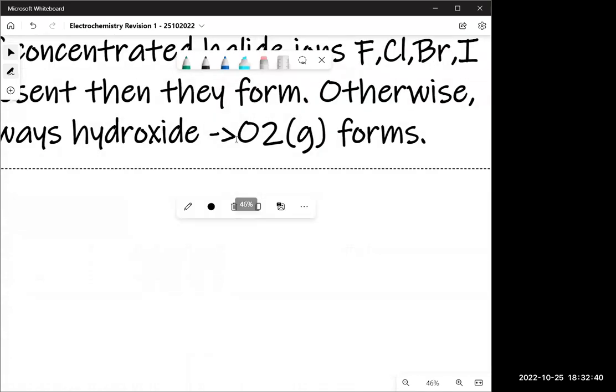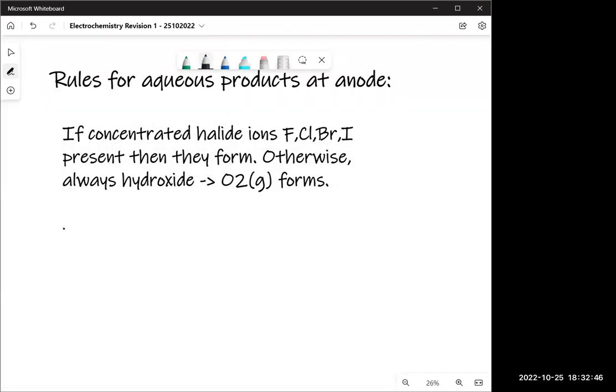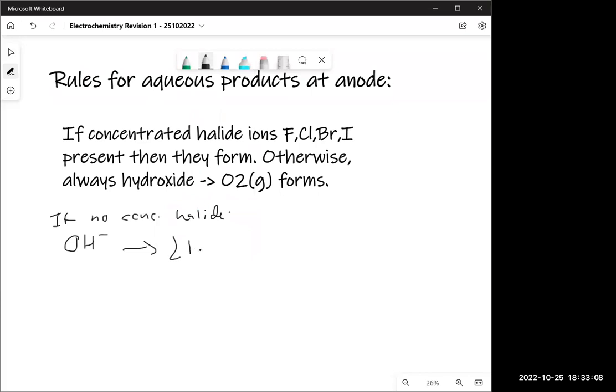The equations, you need to memorize this. If hydroxide is forming, and there is no concentrated halide, then OH minus gives us 2H2O plus O2 plus 4 electrons. That's the equation always. Memorize it. It is never changed.